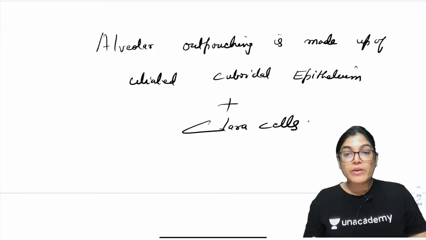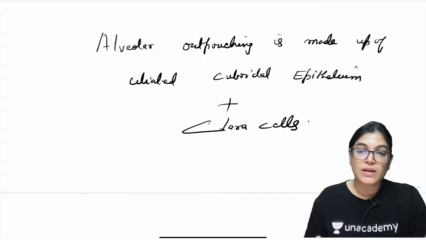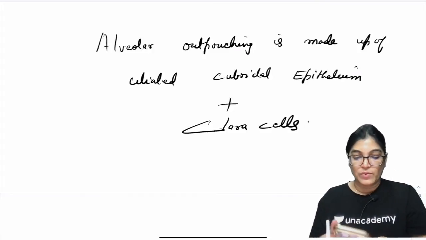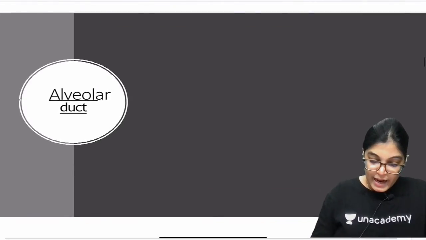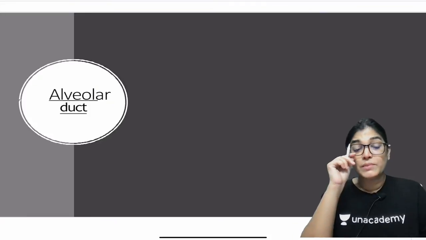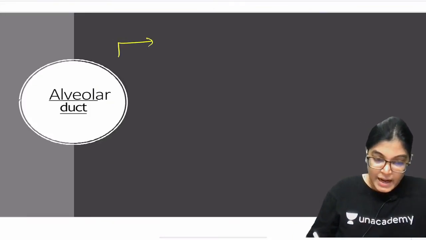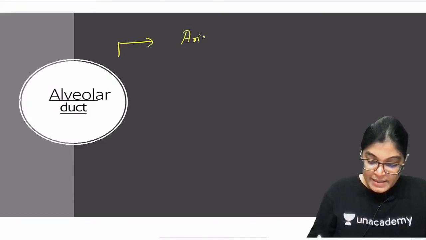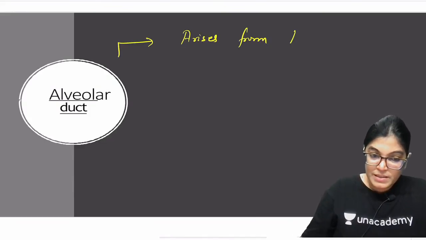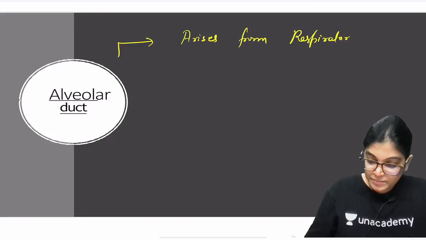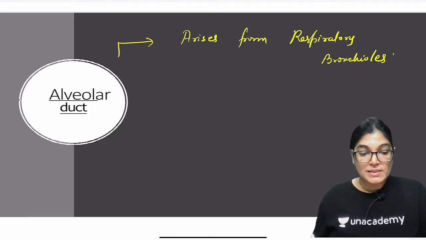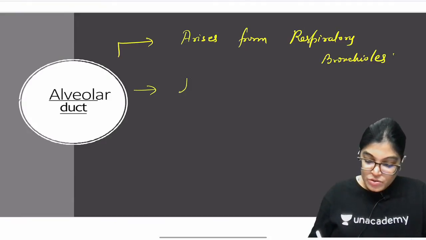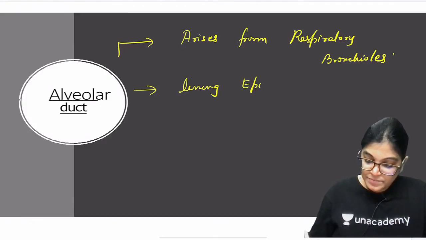So done with this. Now what remains is the histological aspect of the alveolar duct and that of alveoli. So we will discuss the alveolar duct and alveoli. The alveolar duct arises from the respiratory bronchioles. And what is the lining? Its lining epithelium is squamous epithelium.